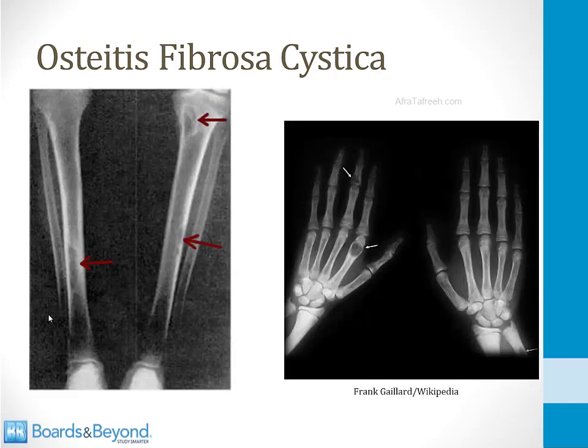These are two examples of what you could see on x-ray in osteitis fibrosa cystica. If you look at this picture on the left, you can see this black space in the bones of the legs. There's another one right here. These are those brown tumors. There's also a great example on the right in the hands. This is a brown tumor here. There's also one that you can see here as well.